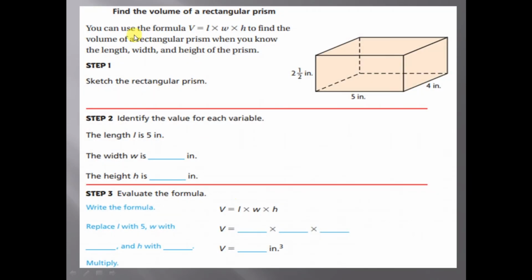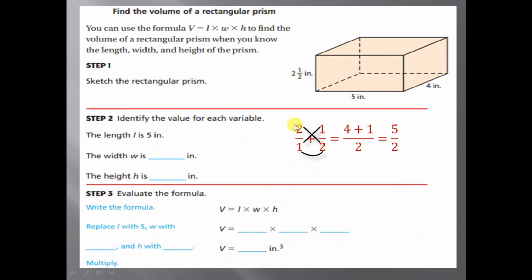Let's see an example. Find the volume of a rectangular prism. That's our shape, and this is the formula. V is equal to LWH. Where is the L? L here is 5. What is the W, which is the width? It's 4. What is the height? It's 2 and 1/2. And 2 and 1/2 here is a mixed number. So to multiply it, you have to convert it to a fraction, right? So first, find the denominator.